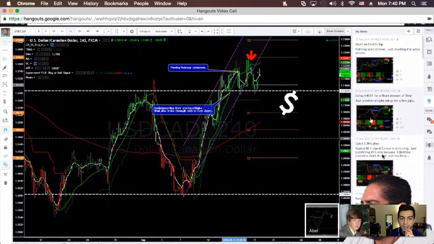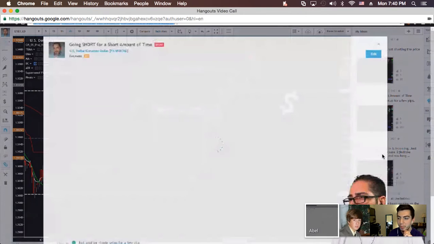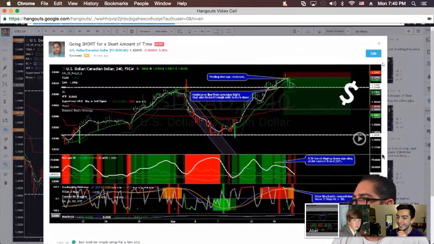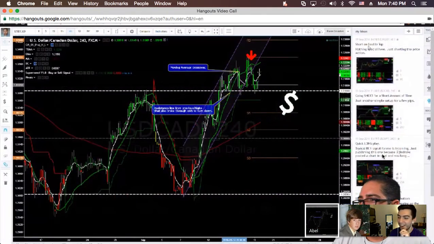There's a guy in the chat that says, "Long the guppy." What does that mean? That'd be GBP USD. There are all these little funny names for the pairs.